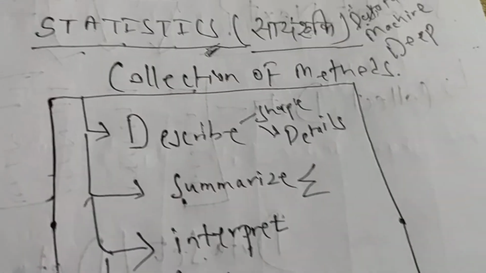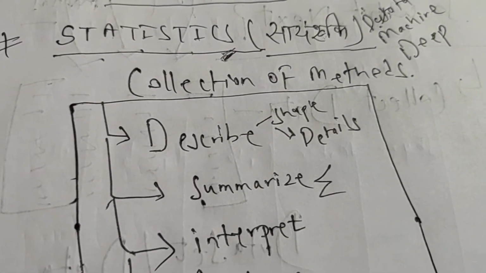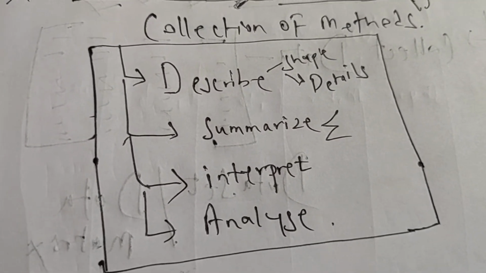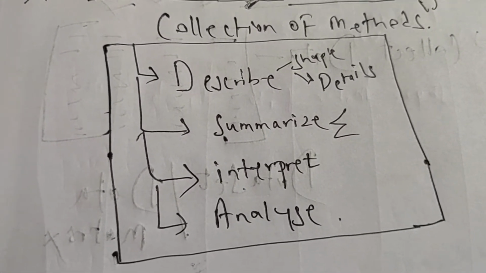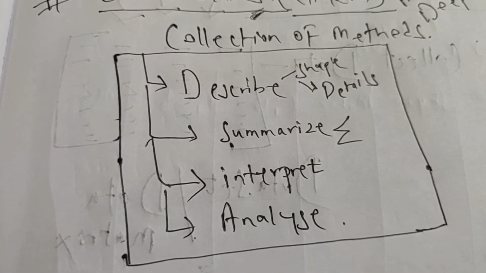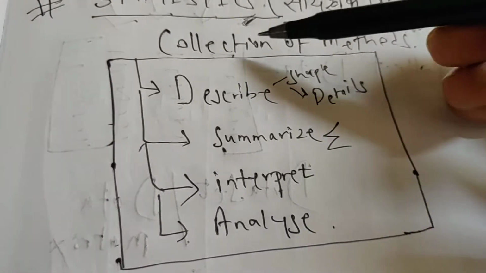Statistics is basically a collection of methods, because if you have any data, you have to perform some activity on that. So how will you perform the activity? The way to perform the activity is statistics.